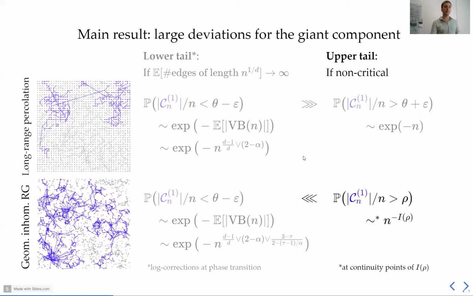I have to remark here that this is only true at the continuity points of a function I_rho that we explicitly identify. I hope to discuss this function I_rho at the end of the talk. Here, this sim sign means up to a constant factor in front, so like rho to the power theta.